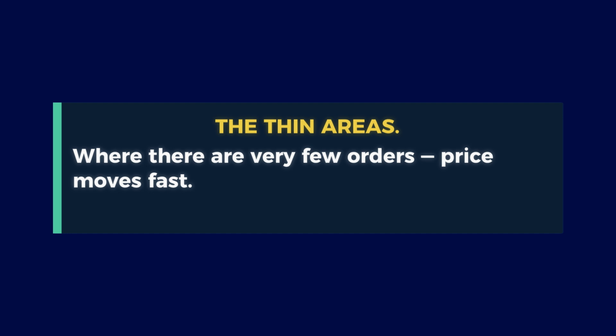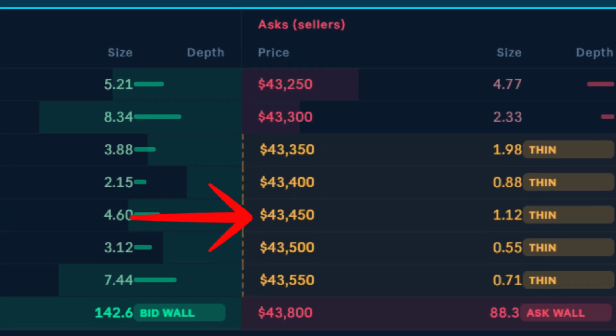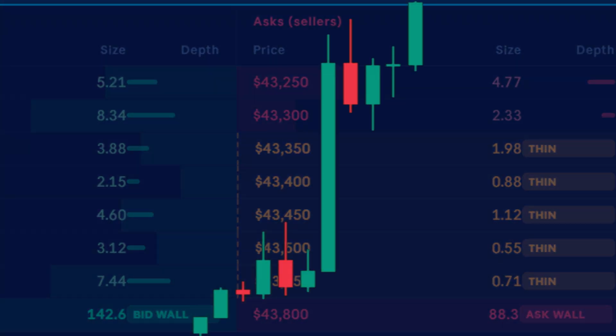Second, the thin areas. Where there are very few orders, price moves fast. There's no resistance, nothing to slow it down. When price enters a thin area, it can cover a lot of ground quickly.